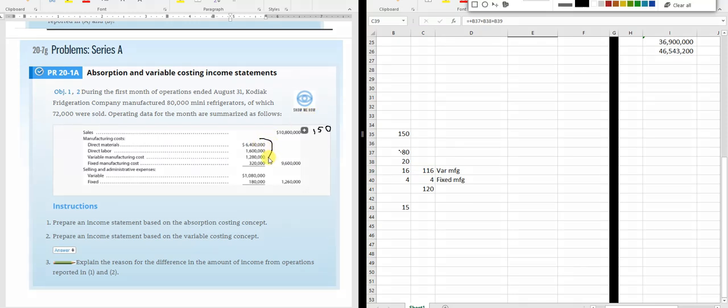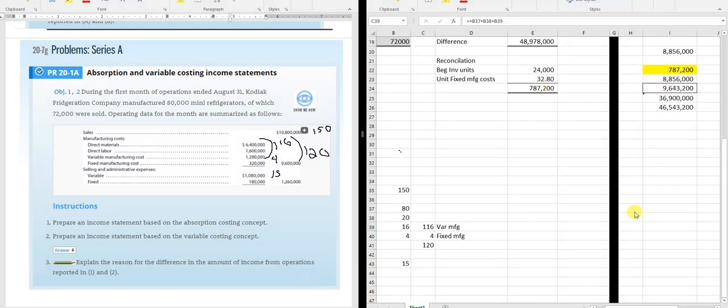So I write this on the other one, but we'll write 116 there. Just these three numbers divided by 80,000 made. Now I'm going to do the same thing with fixed manufacturing. 320,000 divided by 80,000 made is 4. And this total then is 120. And I can do the same thing with selling and administrative variable, the 1,080,000, but this is selling and administrative, so I want to divide it by the number sold. That gives me 15, although you'll see that we can just use that one. Okay, so let's go up here and go through the absorption costing income statement.